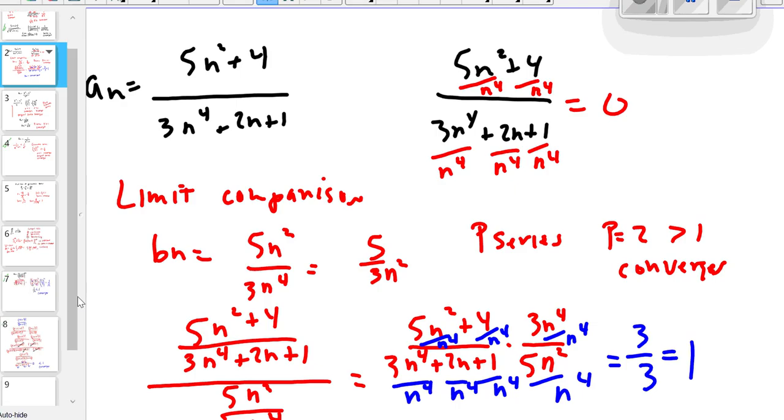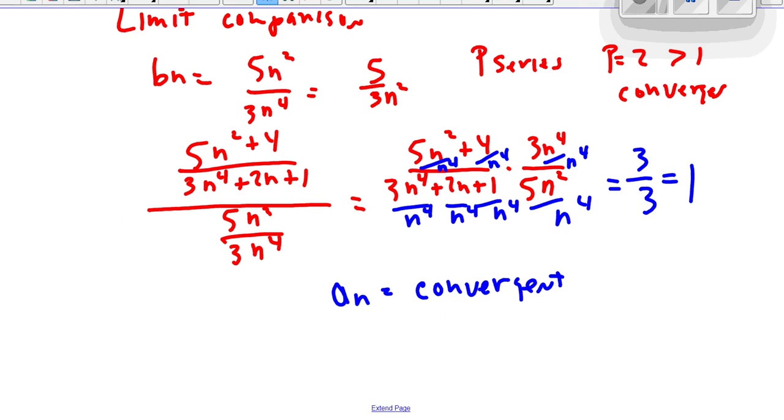So then what I need to do is the limit comparison test. I'm going to take the ratio of them and take the limit as n approaches infinity. I'm going to take my original series, a sub n, and divide it by my new series, b sub n. When I divide them, I take the first one and multiply it by the inversion of the second one. So I've got 5n squared plus 4 over 3n to the 4th plus 2n plus 1, times 3n to the 4th over 5n squared, if I invert that.